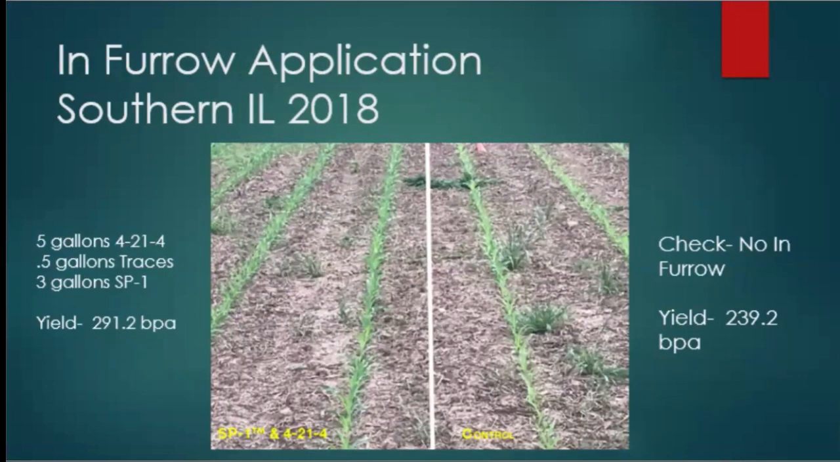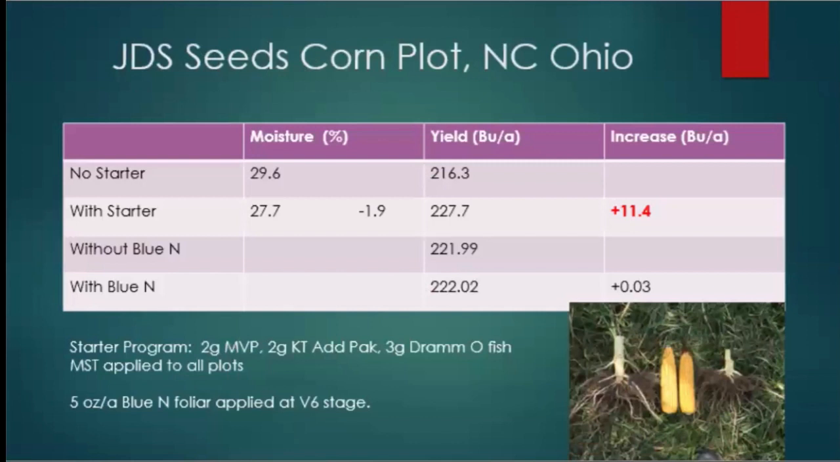So the power of banding your starter and furrow, especially, we really like to get the SP1, the biology, the humics right there in the rhizosphere area. That's where it can create that relationship and really thrive. This is also from JDS. So basically on the starter and no starter comparison of 11.4 bushel, nothing to sniff at. Definitely worth its weight in gold, I believe, for the cost of a program like that. It definitely had a very good ROI once again.